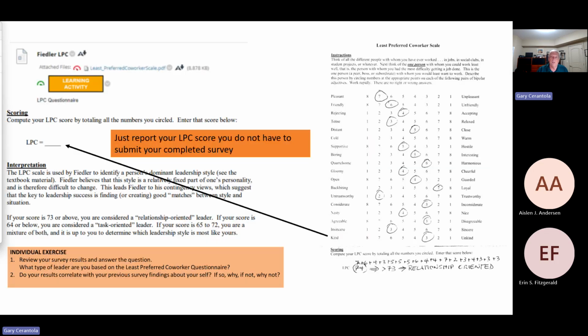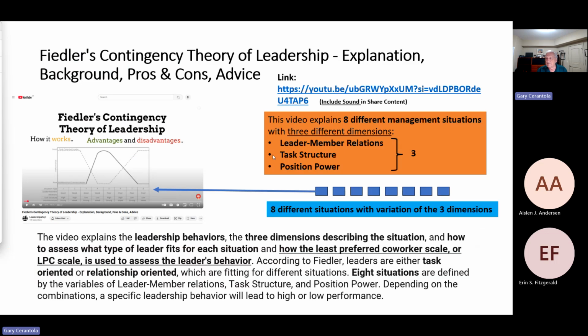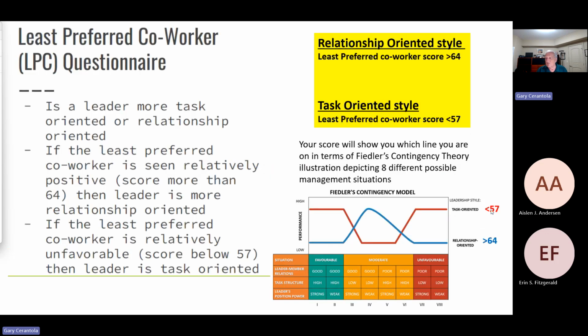So again, when you go to topic 8, you just download this document. It's a PDF, and then just circle your scores, and then you total those scores. And what happens then is, if your score is less than 57, it means that you're task-oriented. If your score is greater than 64, then you're relationship-oriented. So some people are stuck in the middle here. And I'll comment on this slide right away, all right?